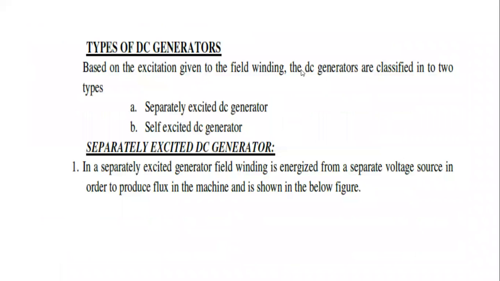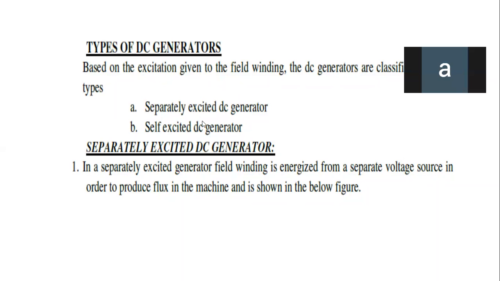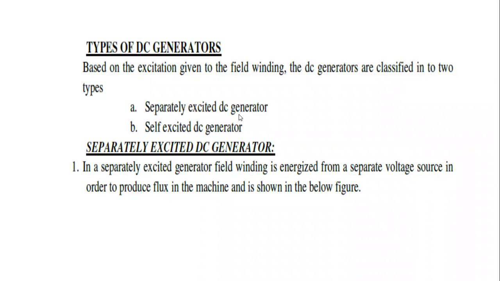Next, coming to the types of DC generator. How many types of DC generators are there? They are classified depending upon the excitation, into two types. What is meant by excitation? Supplying current to the field winding.